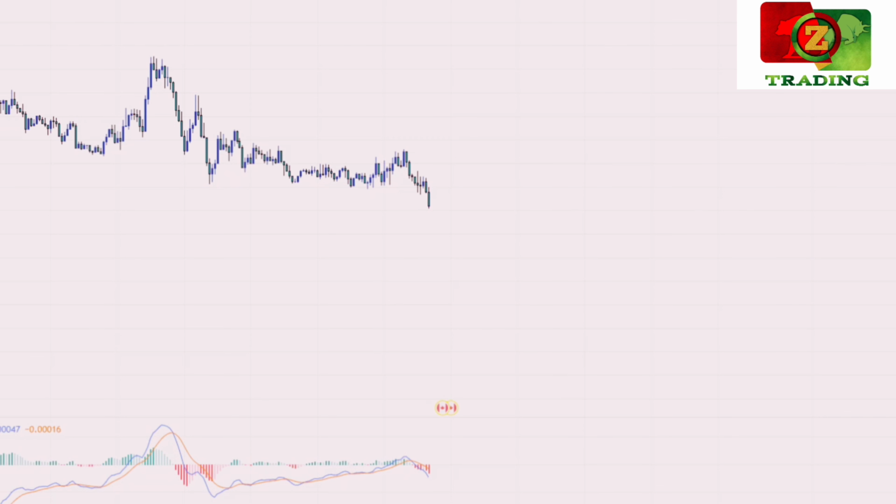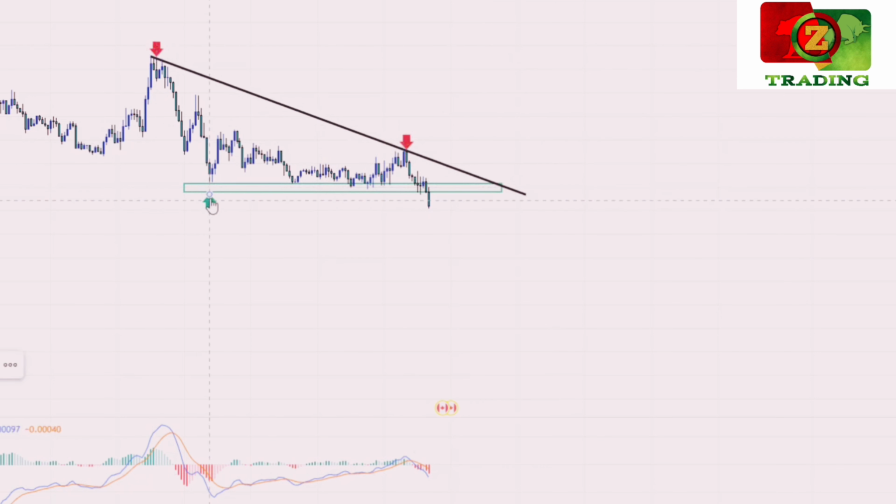This strategy is very powerful and profitable. Let's see how we use it. We will draw support area. We will draw trend line, understand the market movement. Market is following trend line and support area and make descending triangle pattern.